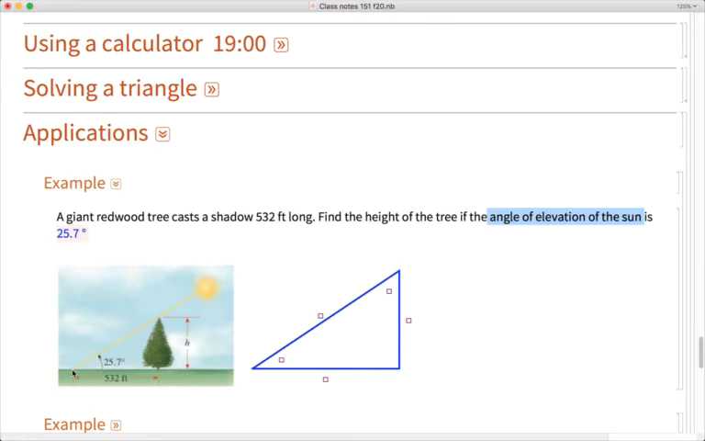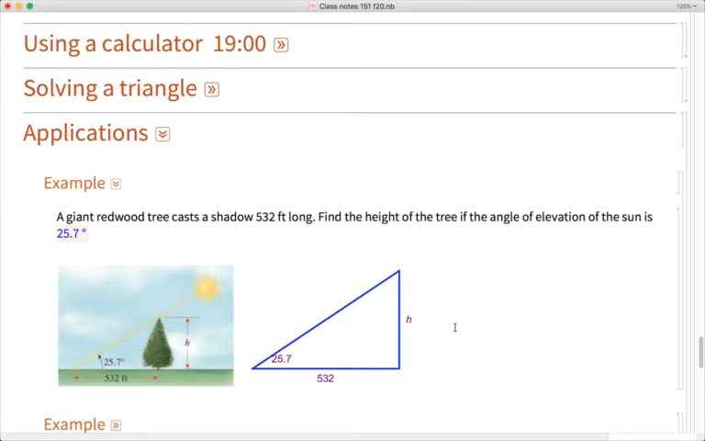They mean that as you're standing back here 532 feet away, the tip of the tree is right in line with the sun, forming this 25.7 degree angle. Here's just a sketch to abstract it a little bit. We've got the acute angle 25.7. We could fill out this angle, but we don't really need it, so I'll leave it blank. We've got 532 feet here, and h is the unknown. This one also we don't need.